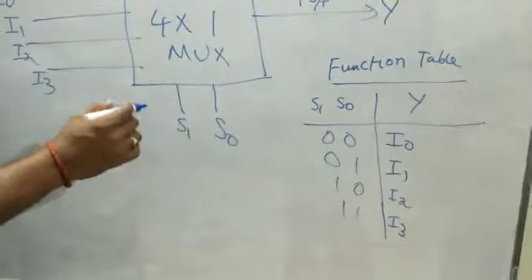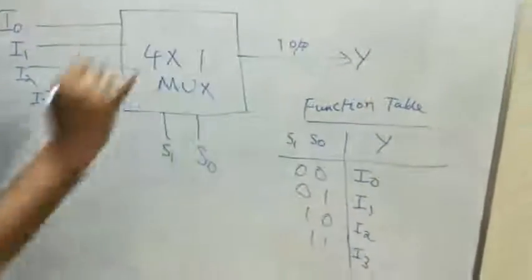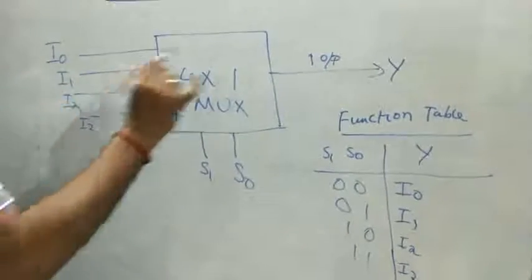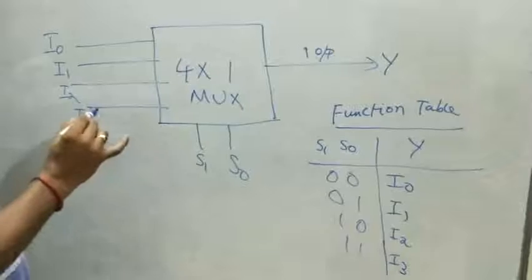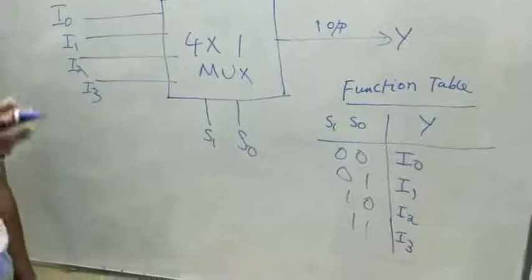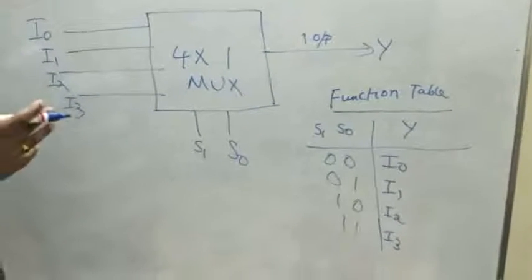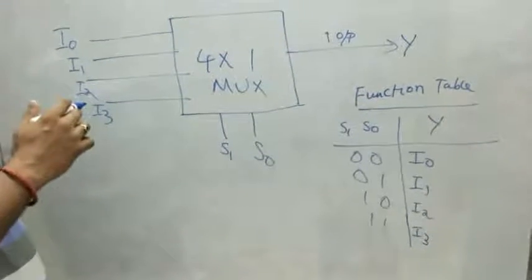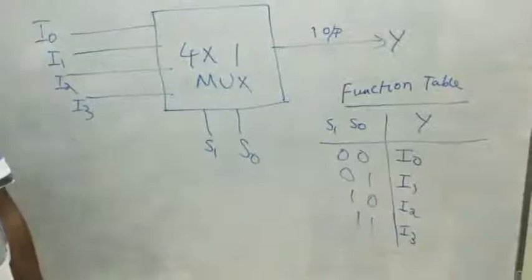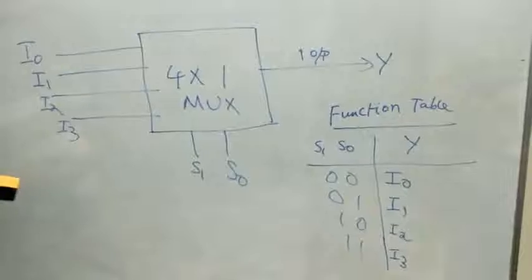If the selection input S1 S0 is 0 0, I0 will be connected to the single output line called Y. If it is 0 1, I1 will be entering the output line. If it is 1 0, I2 will be entering the output line. And if it is 1 1, I3 will be entering the output line. That is why this multiplexer is otherwise known as data selector. In this example, the multiplexer selects one input among the 4 inputs, and that one input is connected with the single output. Clear? Now we will see the logical diagram of this 4 by 1 multiplexer.